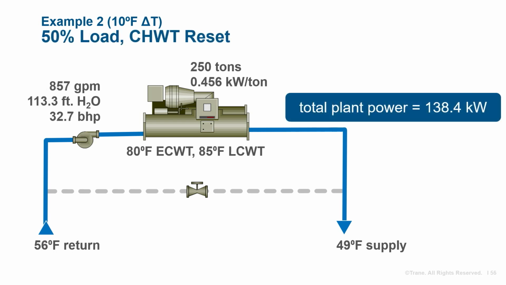At 50% load, resetting the chilled water supply temperature gives a chiller plus chilled water pump power of 138.4 kW. There is some reduction in pump power, but it is still drawing over 32 brake horsepower. When the pump pressure is reset instead of the supply water temperature, there's much more pump energy savings. In this example, the pump is drawing 11.4 brake horsepower, but the chiller is using a little bit more power. The chiller plus chilled water pump power is a nearly identical 142.8 kW.